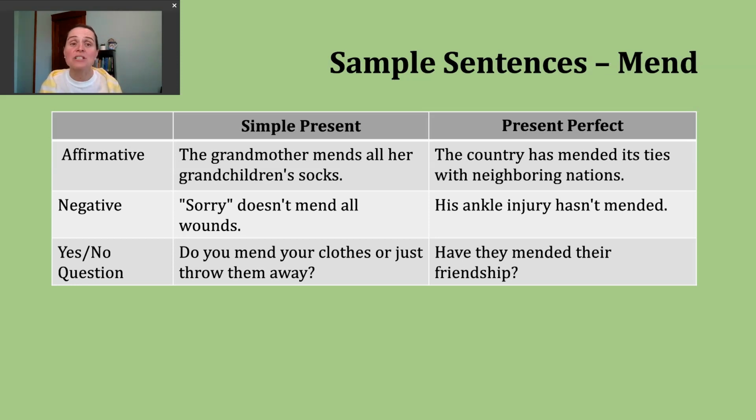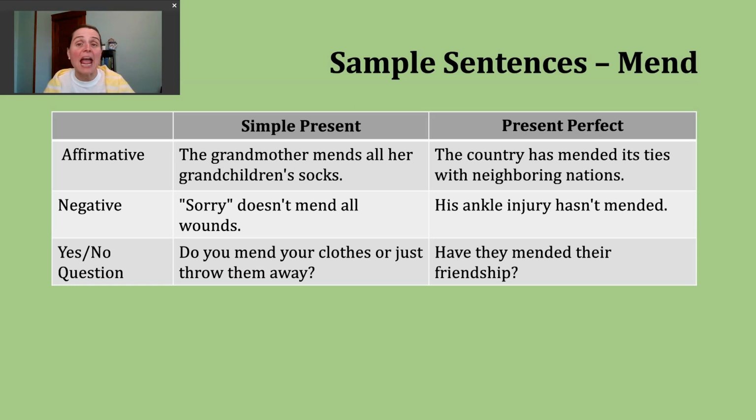Now let's talk about making a yes or no question in the simple present. To do this, I start with do or does, whichever form matches my subject. That subject comes next, and then the base verb. So again, notice I'm not adding an s to the end of the verb when I'm making a yes or no question. I am only doing that in the affirmative. Here's another example sentence. Do you mend your clothes or just throw them away? Right? So here someone is asking, if you get a hole in something, do you try and fix it or do you just throw away that article of clothing?